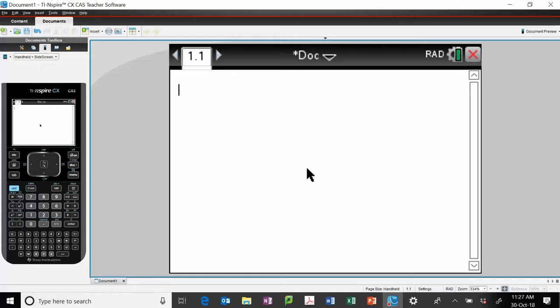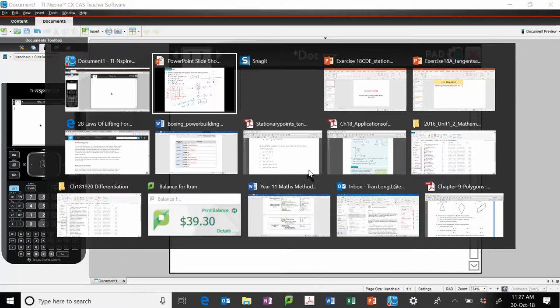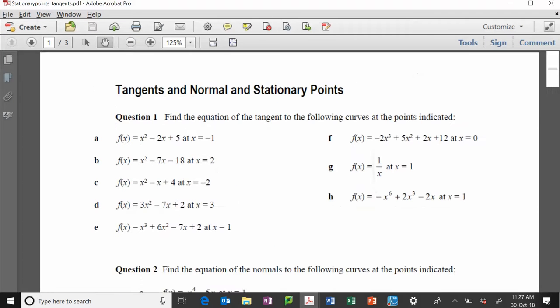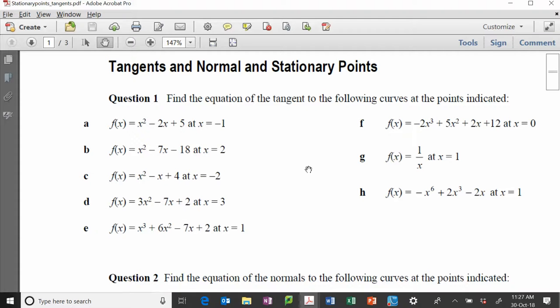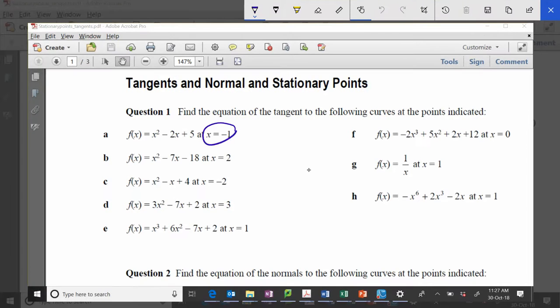All right. If you have your CAS on you, I'm going to go to the first question. Here we go. Question one. On your sheet, it says, find the equation of the tangent to the following curves at the points indicated. So, they tell you that at x equals negative 1, find what the tangent line is. Now, you can do what I taught you in yesterday's lesson. Find the derivative, sub in x equals negative 1, find the gradient, find a point, and then find c. That is all manual.